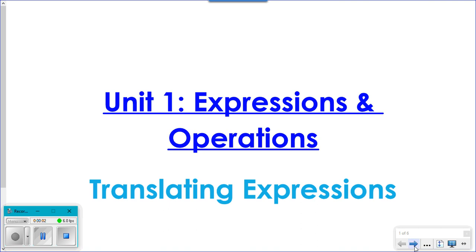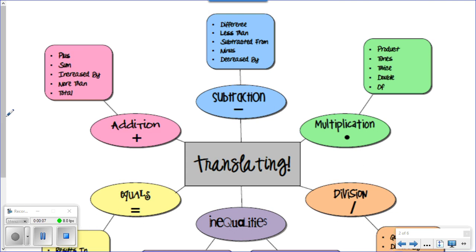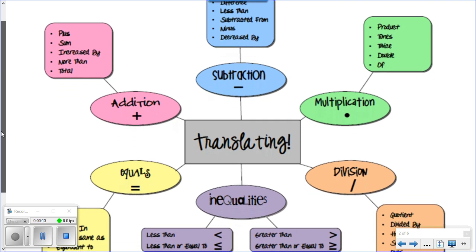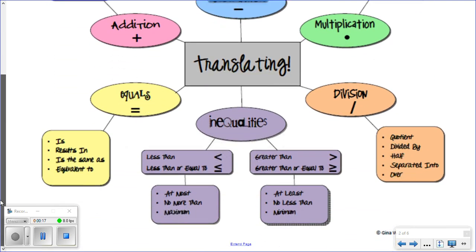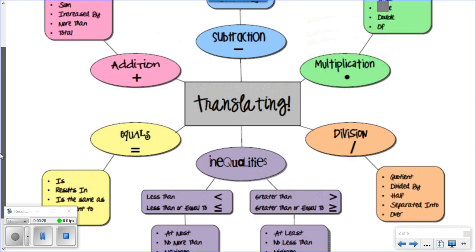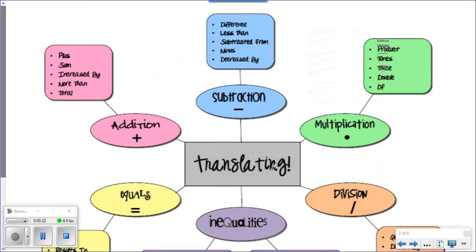Alright, so today we're starting off Unit 1 with translating expressions. Here we have a nice graphic organizer that's going to come in handy because it outlines a lot of the vocabulary that you're going to use when translating, so words that signify different operations and symbols, and these are all things that you definitely want to be familiar with. This is posted in the blank notes in the Unit 1 calendar if you want to take a look at that in further detail.